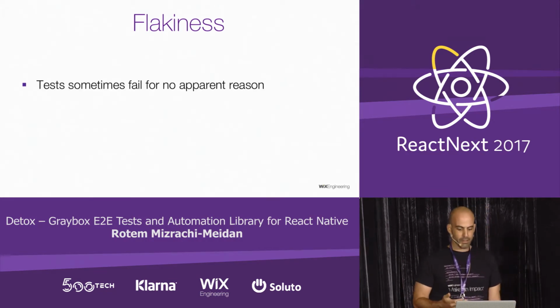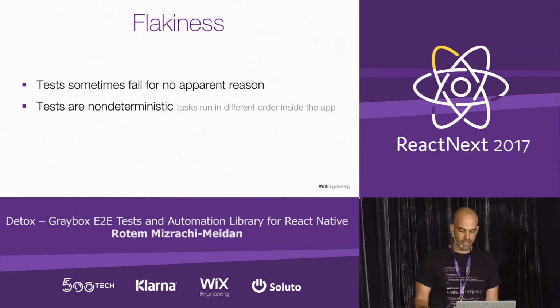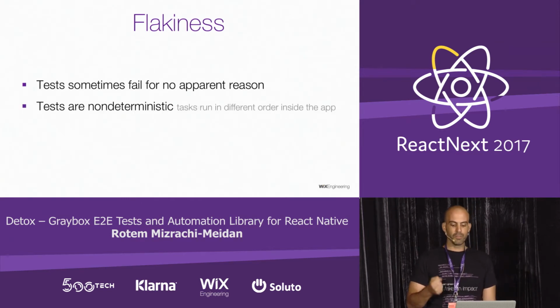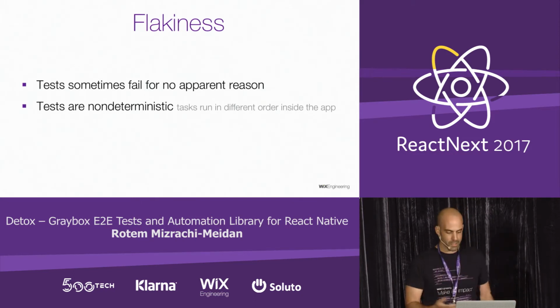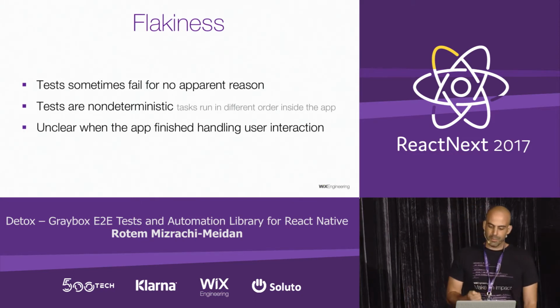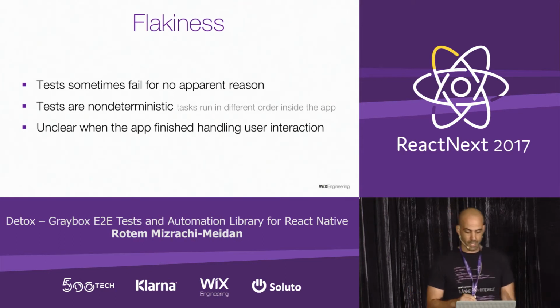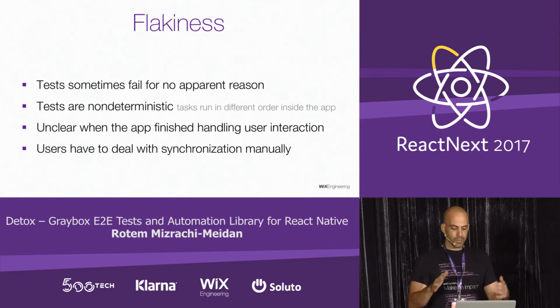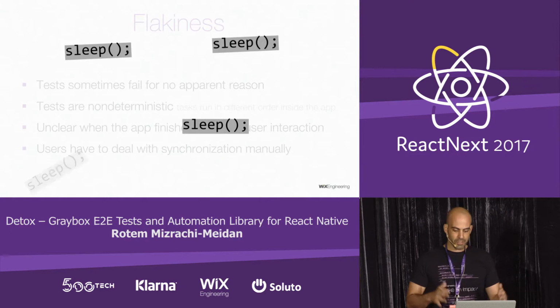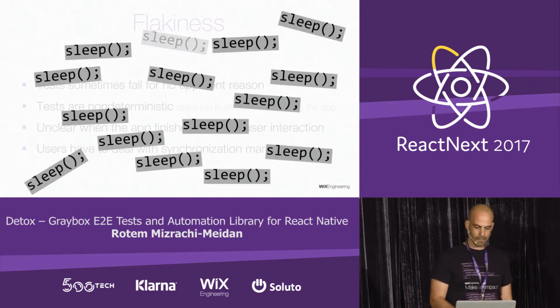Tests may fail without any code changes. Tests are non-deterministic. There are many moving parts inside the app, so they may finish executing in different order and different timings on different runs on different environments. So we can't really be sure when the application is idle. Users of end-to-end frameworks often have to deal with synchronization manually. So we use multiple sleep functions in strategic locations just to make the test pass.